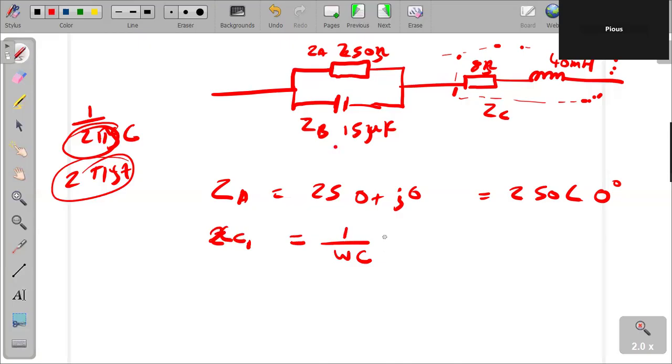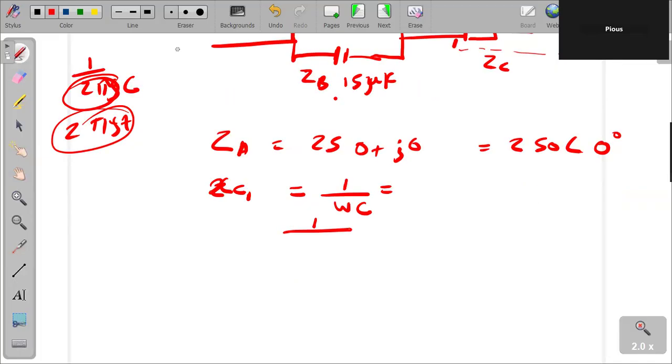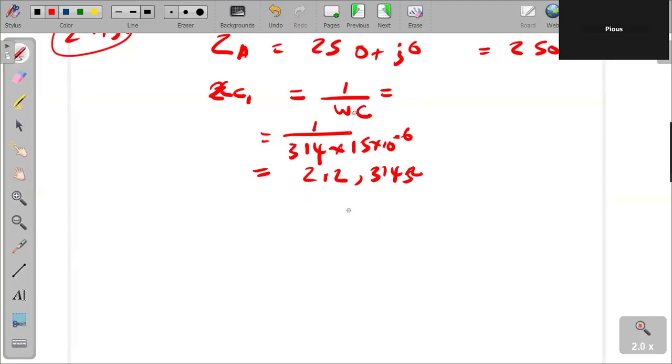So we use the fundamental, 1 over omega C, which is going to be 1 over 314. Where are we getting it from? From our expression for the voltage. So it's 314 multiplied by the capacitance, that's 15 times 10 to the power of negative 6, micro. If we punch that on the calculator, it's going to give us 212.314 ohms. That marks our XC1.